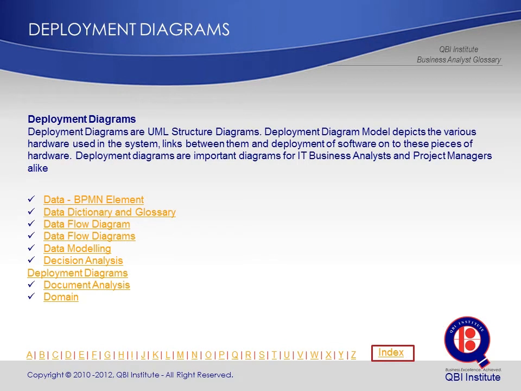Deployment diagrams. Deployment diagrams are UML structure diagrams. A deployment diagram models the various hardware used in the system, links between them, and deployment of software onto those pieces of hardware. Deployment diagrams are important diagrams for IT business analysts and project managers alike.